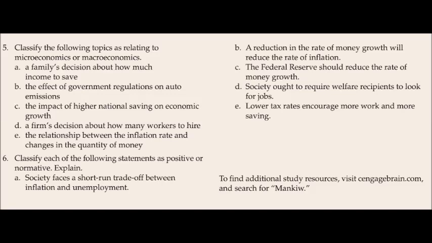Point D, society ought to require welfare recipients to look for a job. Basically, this statement is suggesting that society ought to do something. It clearly means that right now this is not happening and this should be done. That's why point D is a normative statement.